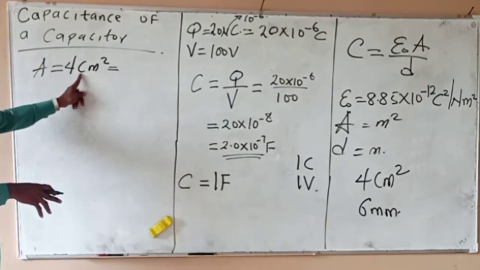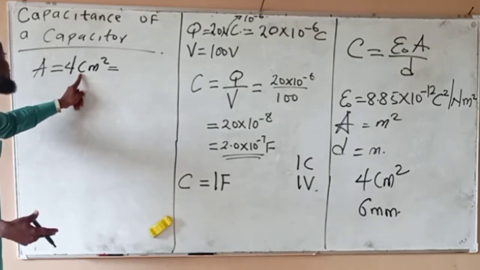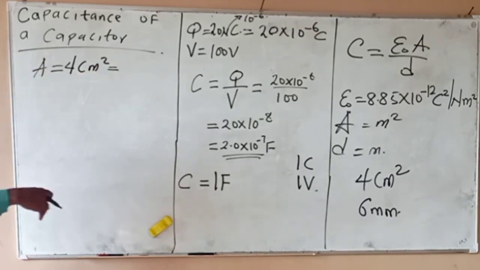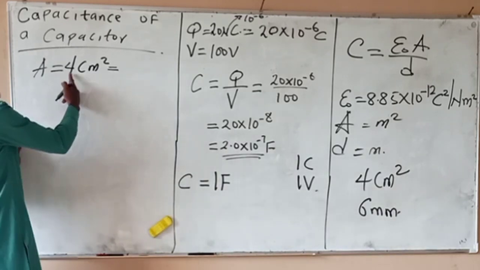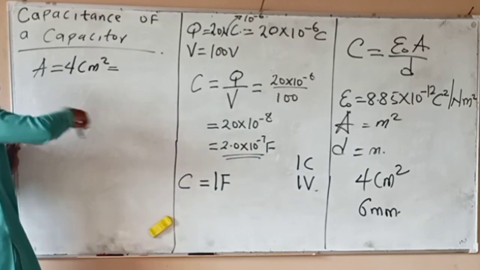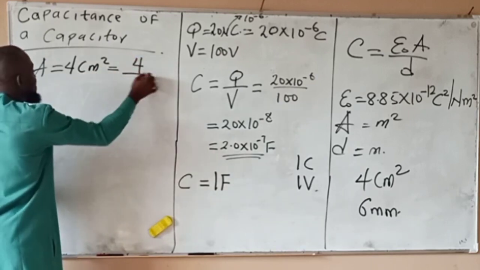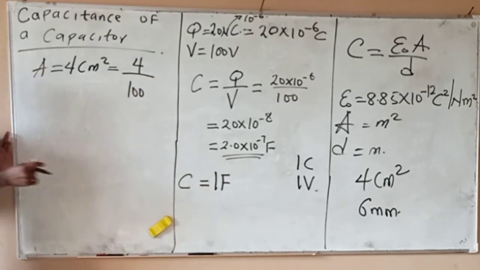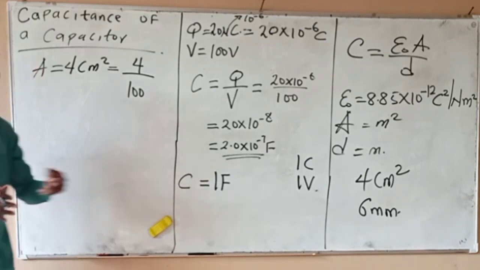So this 30 is 10 raised to power minus 2. So if you square 10 raised to power minus 2, that gives you 10 raised to power minus 4. That's one way. Another lovely way, I love this way very well. If you want to convert from centimeters to meters, you divide the value by 100. That's how to convert from centimeters to meters.